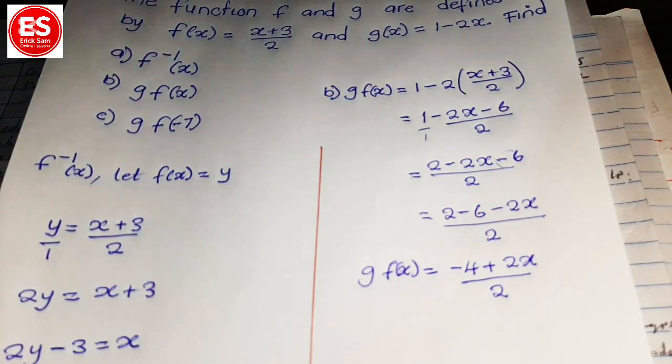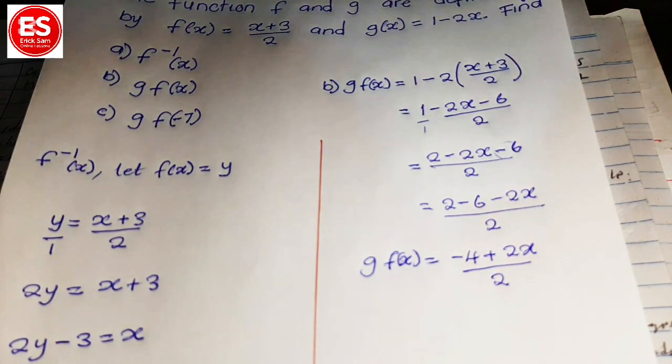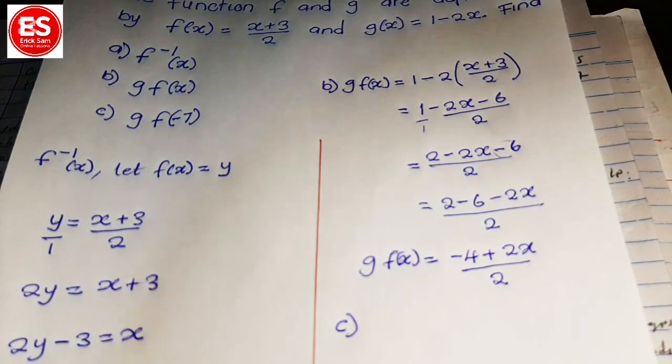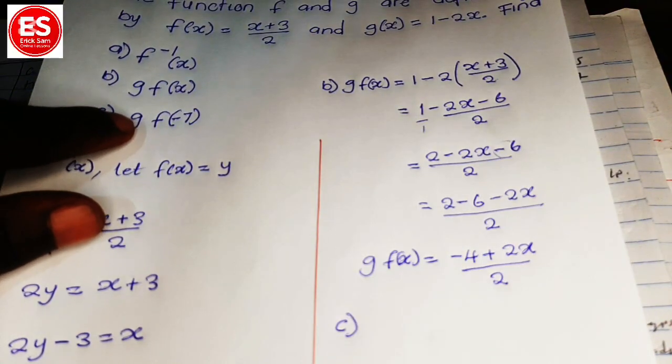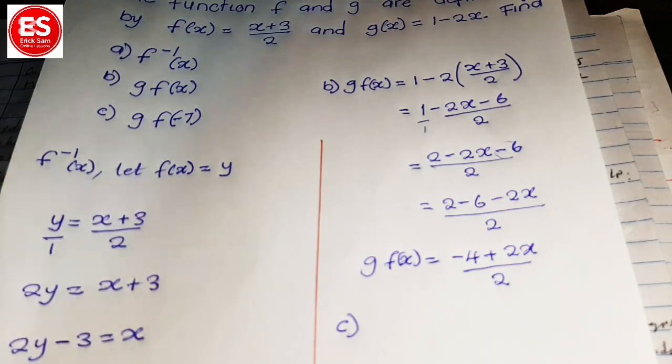G f of x. That is the equation there. Now, that is where you can end. You end there, all right? So now let's go to the next question, number C. Number C is asking us to find g f of negative 7.